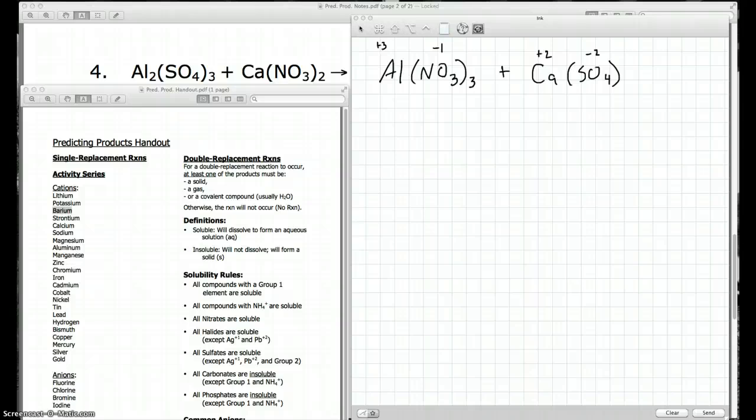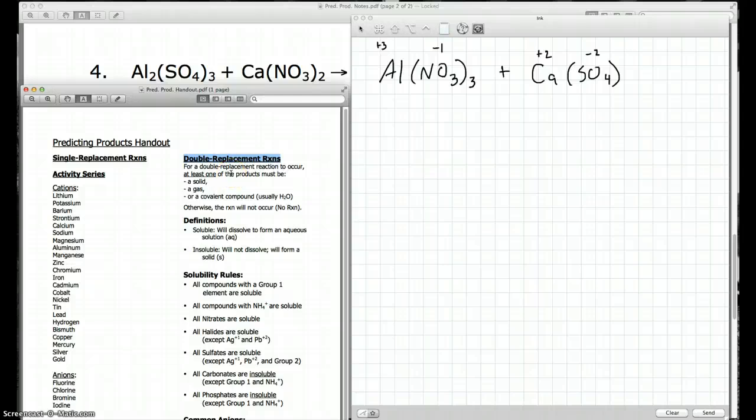Okay, so I have my predicting products handout here, and we are going to use this side, the double replacement side. Now it says, for a double replacement reaction to occur, at least one of the products must be a solid, a gas, or a covalent compound. In this case, the only covalent compound I'll give you is water. So if it makes water, we will have a reaction. If it makes a gas, we will have a reaction.